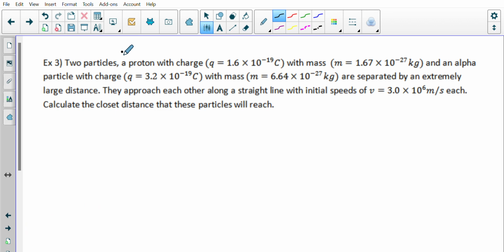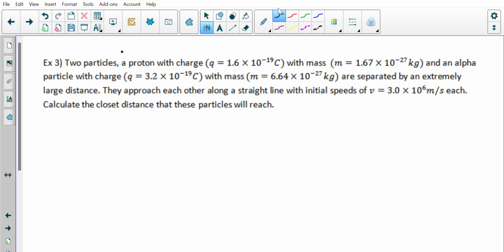Okay, so we got a proton and an alpha particle, both positive. Now, they approach each other along a straight line, so they're fired at each other essentially with speeds of v equals 3.0 times 10 to the power of 6 meters per second each. Calculate the closest distance that these two particles will reach.